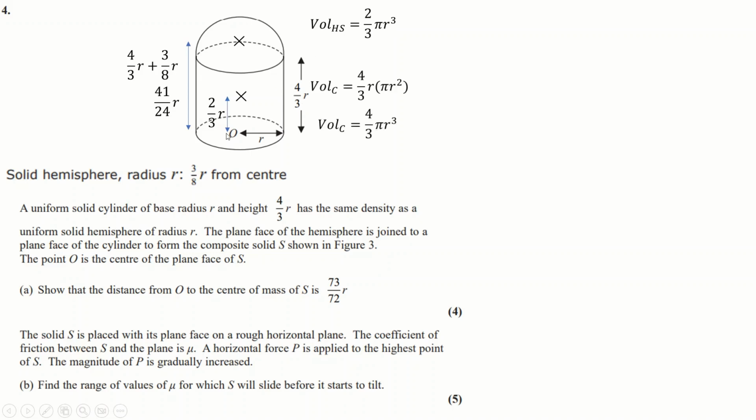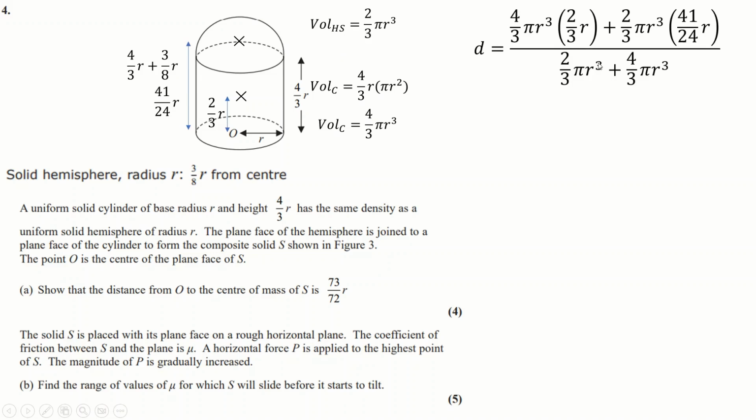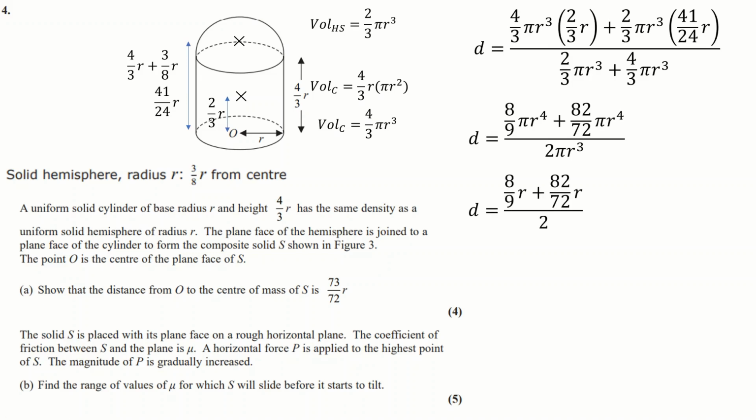And so the distance to the centre of mass is going to be this distance times this volume, plus this distance times this volume, divided by the total volume, which I think is what I've got there. Of course, lots of things cancel, which is nice. I'm not going to bore you with the numbers here. You get this, which is nice. Good, and we have our answer.